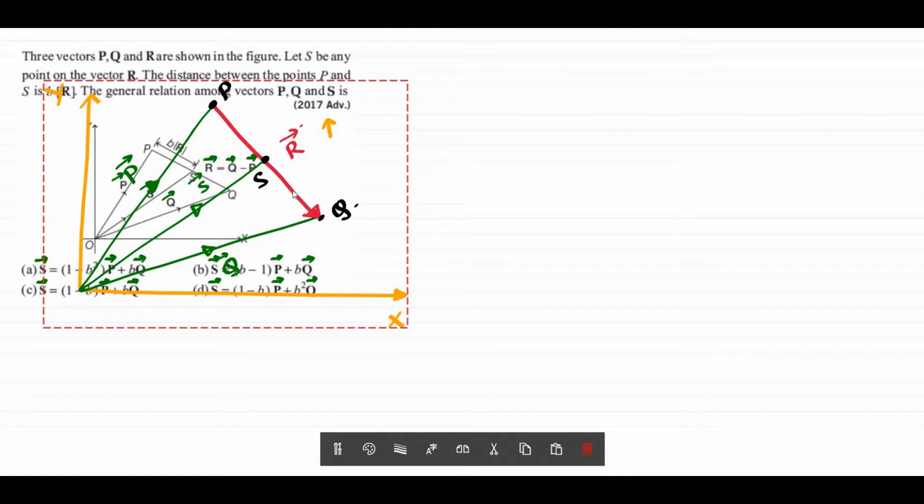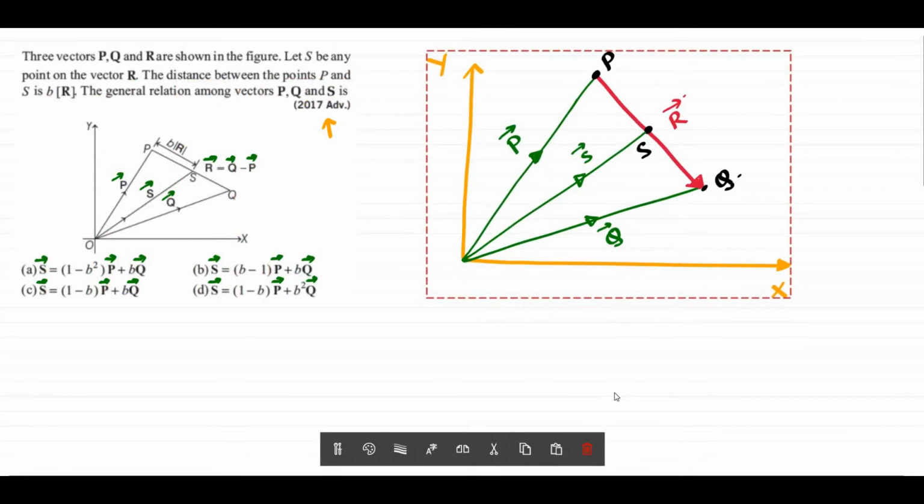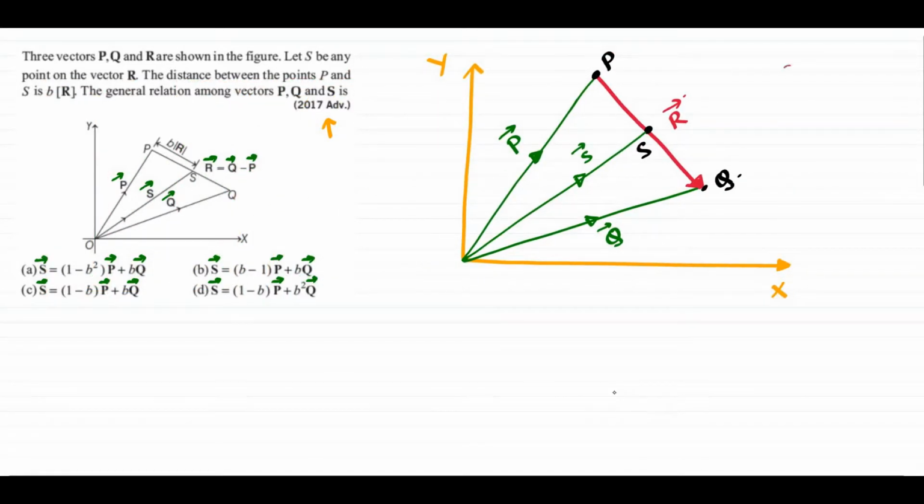Now if I redraw the diagram, I can see it is given that R vector is equal to Q plus P vector. So you can see the vectors are following the triangle law. Can I say unit vector along this direction will be R unit vector, and that can be written as R vector divided by R.